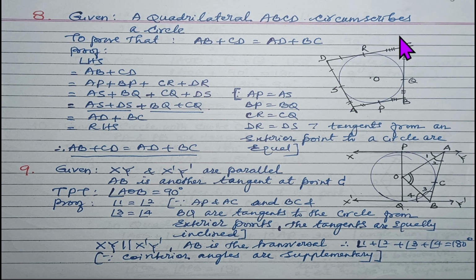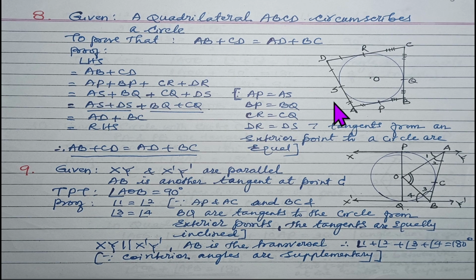Now you know that in this diagram, A is the exterior point to the circle, and AP and AS are the tangents to the circle from the exterior point A. Therefore you know that the tangents from an exterior point to a circle are equal. Therefore AP is equal to AS, and so also DR is equal to DS, CR is equal to CQ, and BP is equal to BQ. So we will use that property that tangents drawn to a circle from an exterior point are equal.